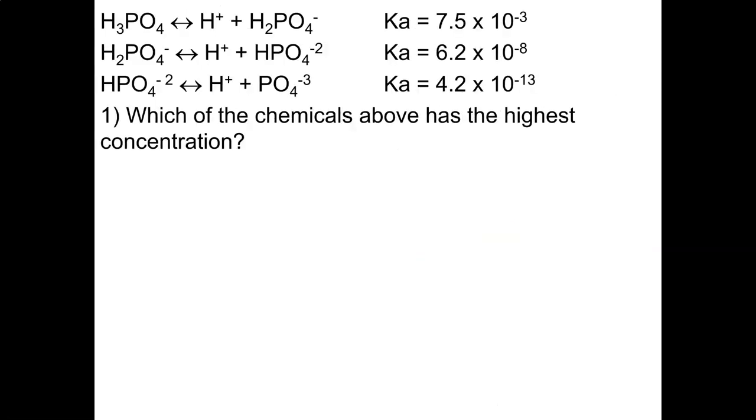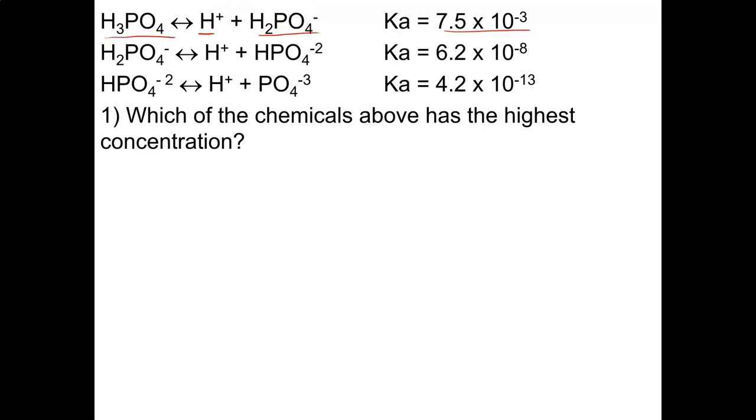All right, so this is the way they'll test you on it. Which of the chemicals above has the highest concentration? So if you notice, this has the highest K out of all three of them, right? So the most dissociation is going to occur at the first point. So what are you producing a lot of? You're producing a lot of hydronium, right? And you're also producing some of this. But this K still indicates that you have more reactant than product, right? Because it's products over reactants that gives you this number. And if this number is less than 1, that means the reactant is bigger than the two products, right? That's how the math works.